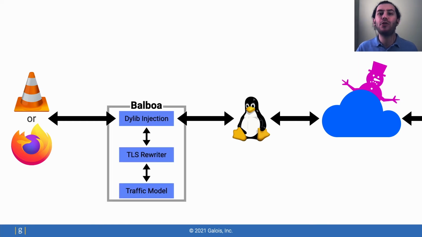The Balboa framework itself is made up of several components. First, we intercept and manipulate the target application's TCP stream via dynamic library injection. The intercepted stream is fed through the TLS rewriter, which decrypts and re-encrypts the layer of TLS encryption. Lastly, we have the traffic model. The traffic model is a parser which identifies, in the plain text network stream, places where we can embed covert data. In order to instantiate the Balboa framework in a new setting, all that's needed is to write a traffic model that's appropriate for the new setting.